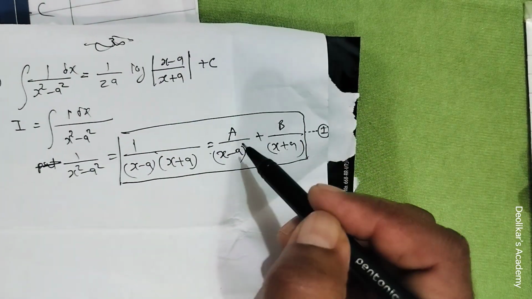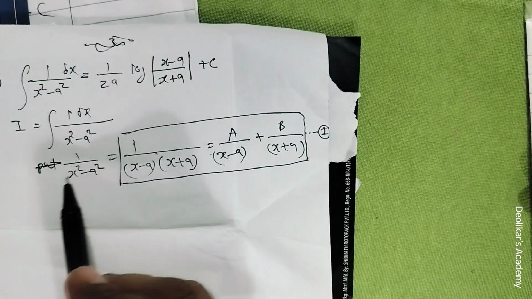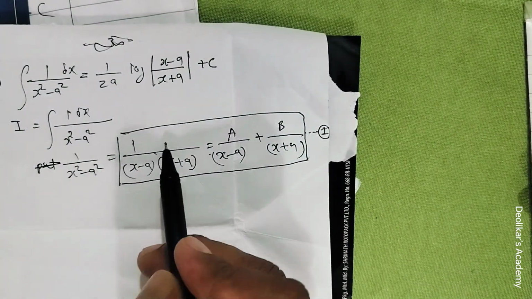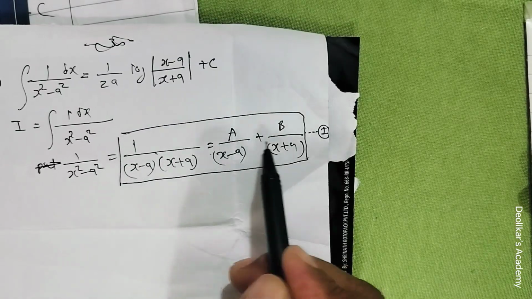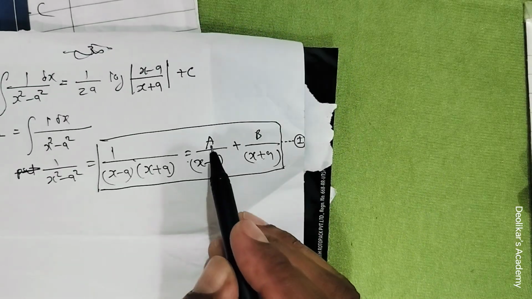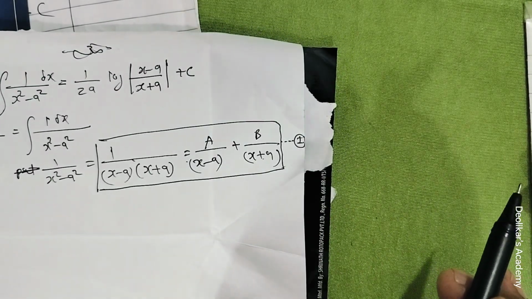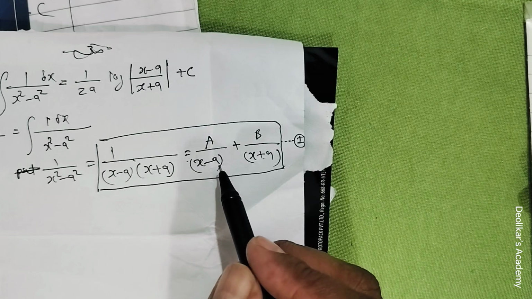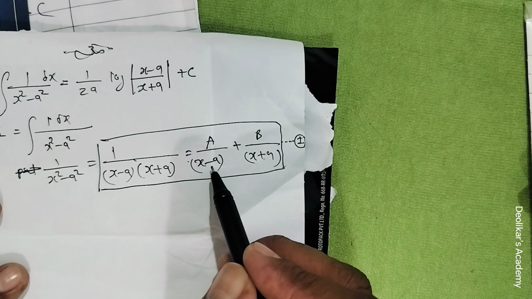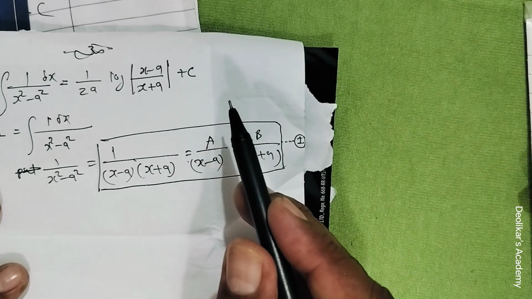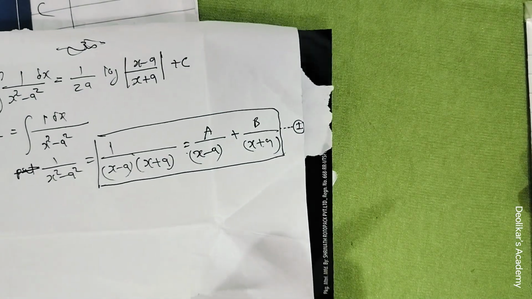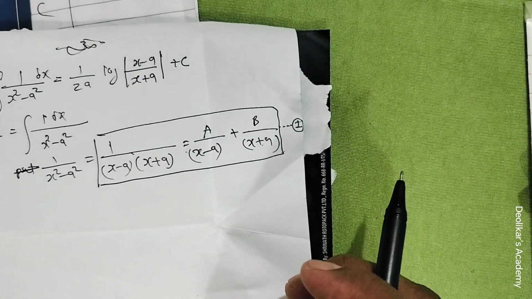Once you find these values A and B, the integration of this will be the integration of the separate terms. So it will be nothing but log of the denominator, because it satisfies the rule that integration of f dash x upon f x, if the denominator is a function and the numerator is its derivative, then the answer is log of the denominator. Now see how to find the values of A and B.